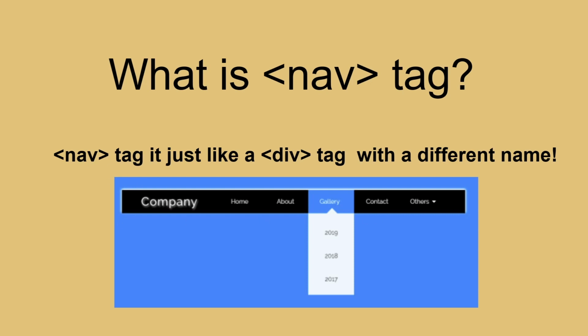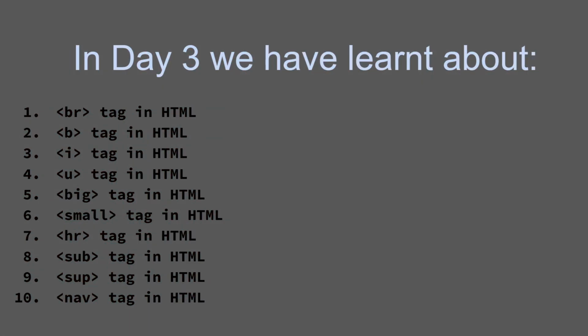Hopefully you are clear with all the basic tags of HTML. Now let's see what we have learned today. In day 3 we have learned about the BR tag, B tag, I tag, U tag, big tag, small tag, HR tag, subscript, superscript, and then the last one is the nav tag in HTML.